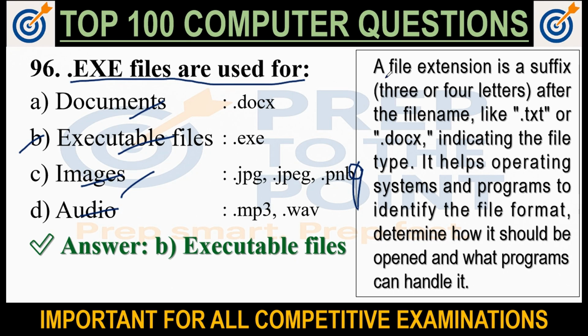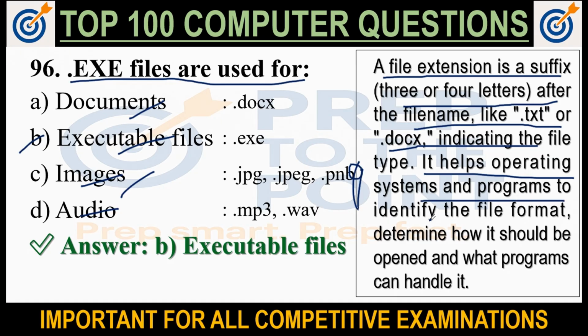Now what is a file extension? A file extension is a suffix of 3 or 4 letters after the file name, like .txt or .docx, indicating the file type. It helps the operating system and programs to identify the file format, determine how it should be opened, and what programs can handle it. So file extension is very important from an exam perspective.